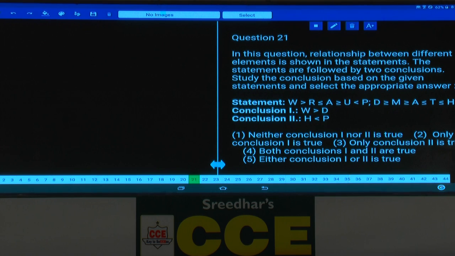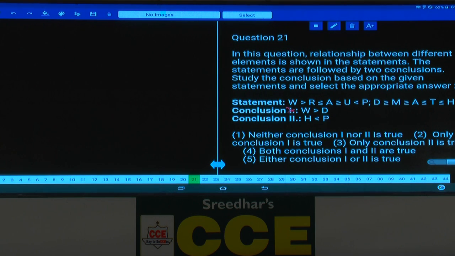Then 21 to 25. Now question numbers 21 to 25, these questions are based on inequalities. Now in these inequalities, question number 21. Now the relation between W and D. W is here and D is here. Which letter is common between these two? A is common. Now between W and A, there are two opposite symbols. Hence, first conclusion cannot be drawn.